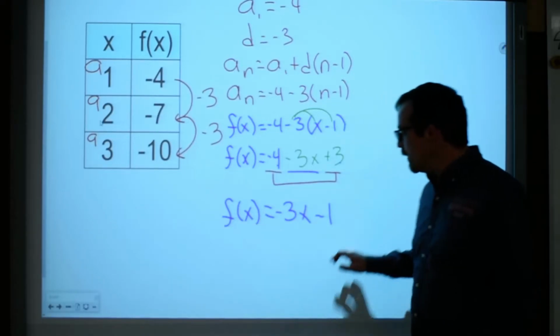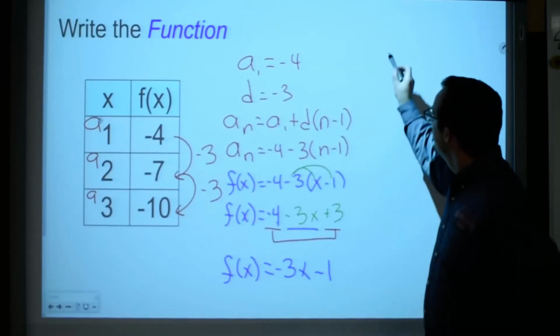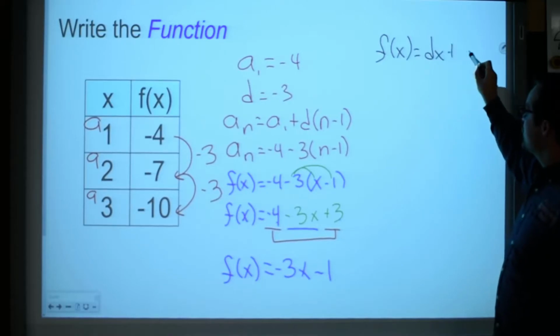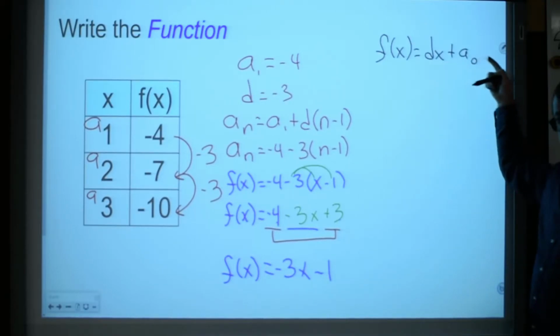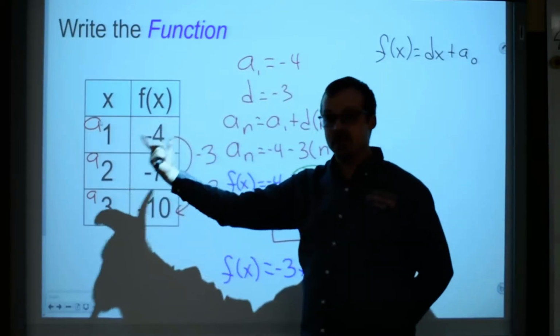The other way to go about this would have been to notice that it has a common difference, and that's arithmetic. And we know that would be f(x) = dx plus our initial amount, kind of like mx + b. But we have a common difference, and we haven't been given our initial amount.